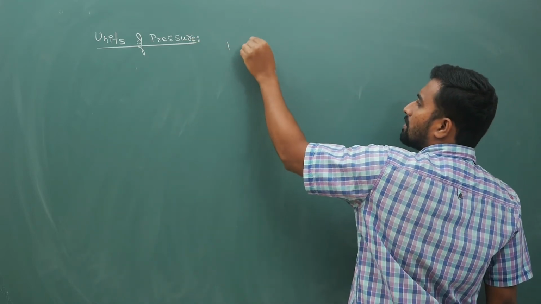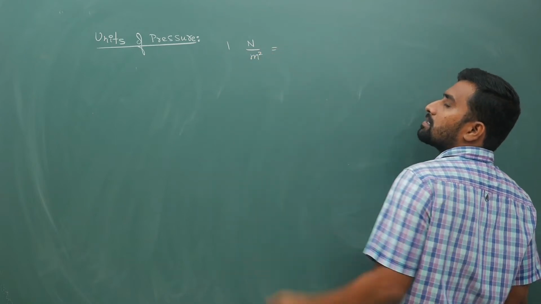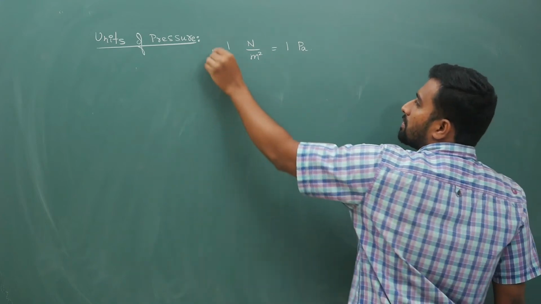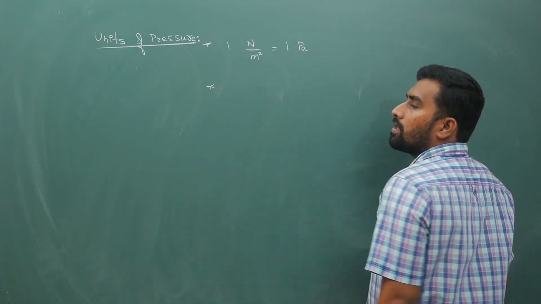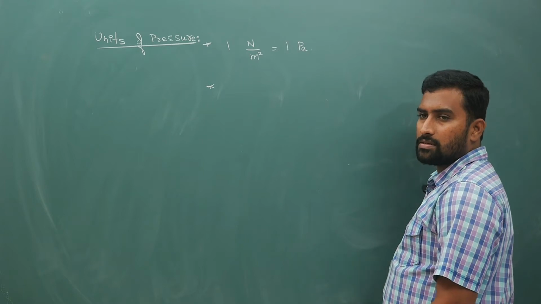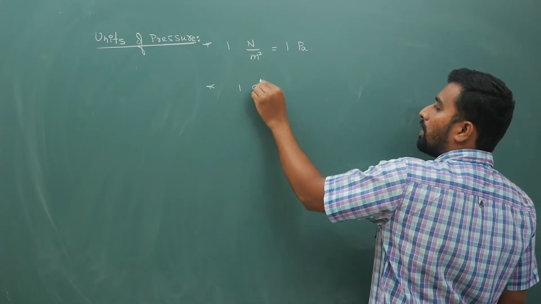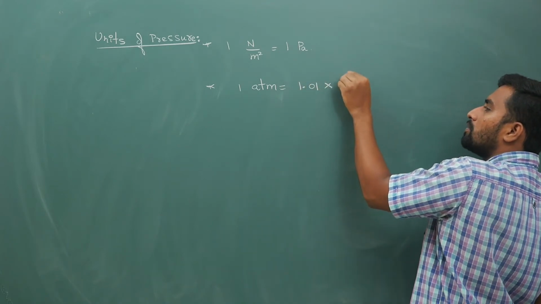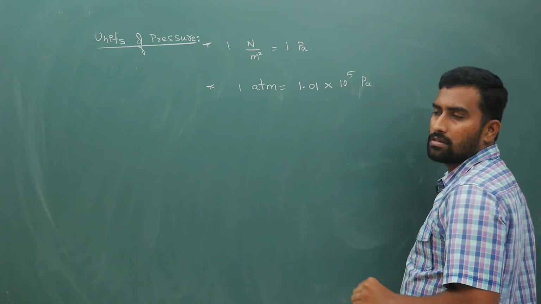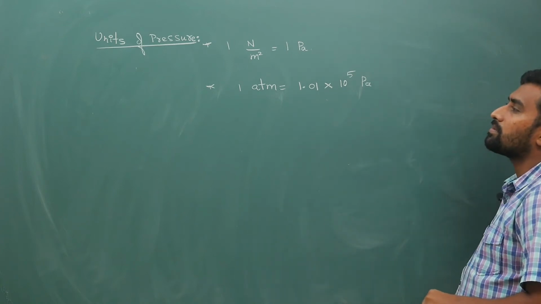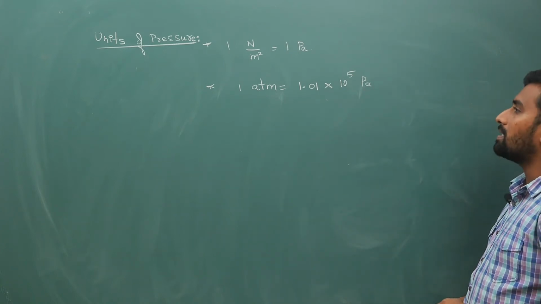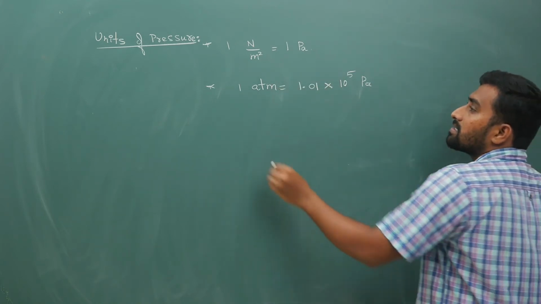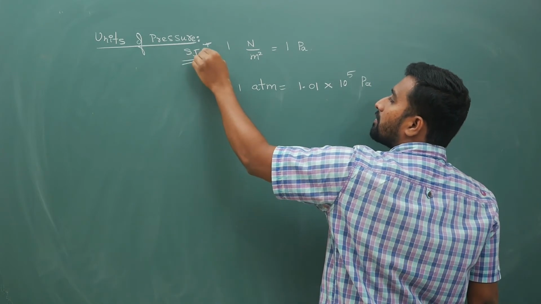First unit is 1 Newton per meter square, which is 1 Pascal. This is the first unit. Second, your pressure is also expressed in terms of atmosphere. 1 atmospheric pressure is 1.01 into 10 power 5 pascals. Pascal is the SI unit, it is Newton per meter square. This is your SI unit.